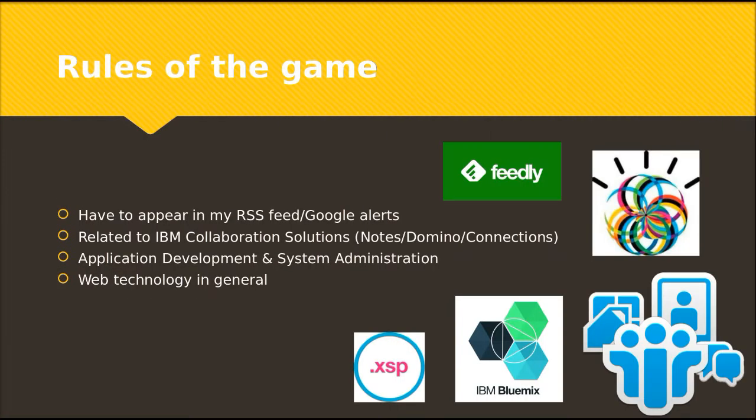Here are some rules that I've set. Most items appear to me via my feed reader, but I also use Google Alerts, Twitter, etc. It has to be related somehow to the IBM Collaboration Solutions portfolio. Most common are items related to application development, but an item on system administration can also be covered. Other areas like web development in general or IBM Bluemix are also part of my interest list.